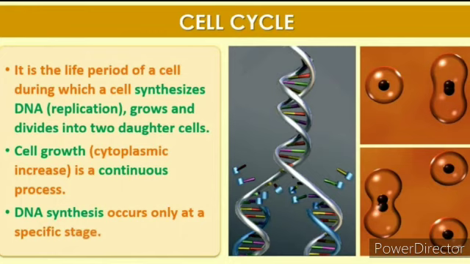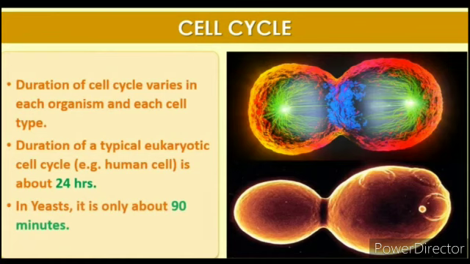Although cell growth in terms of cytoplasmic increase is a continuous process, DNA synthesis occurs only during one specific stage in the cell cycle. The replicated chromosomal DNA is then distributed to daughter nuclei by a complex series of events during cell division. These events are themselves under genetic control. What are the phases of the cell cycle?